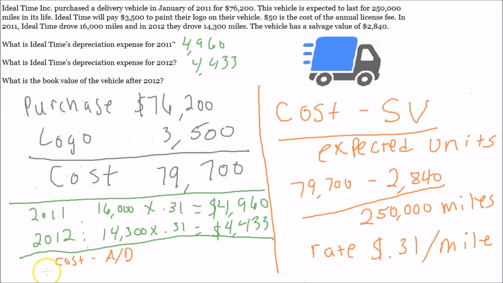So we'll just plug in some numbers here. Our cost was equal to $79,700 minus $9,393 for accumulated depreciation. So that's your book value. Subtract those out. $70,307. That's your book value. So I'll go ahead and write that up here.